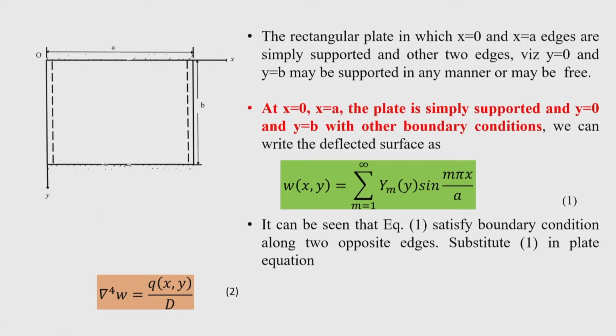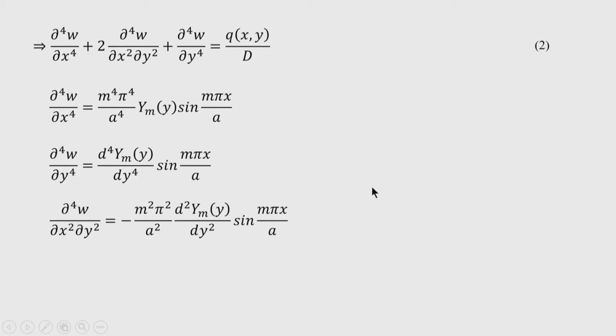Then the second derivative, this middle term, is del to the power 4 w by del x square del y square. That means the second derivative of w with respect to x is first taken, then the second derivative of this result is again evaluated with respect to y, or vice versa, because the operators are interchangeable. It is a linear operator. So, you can proceed in either way.